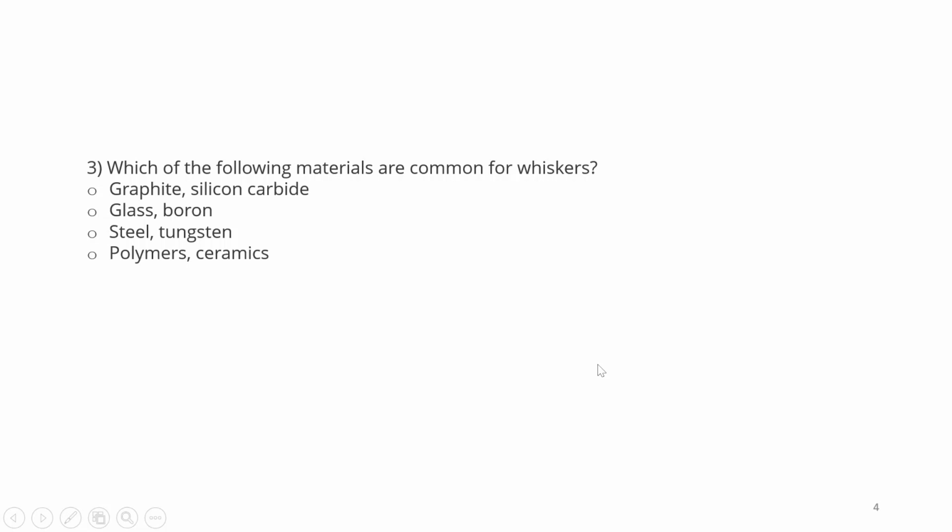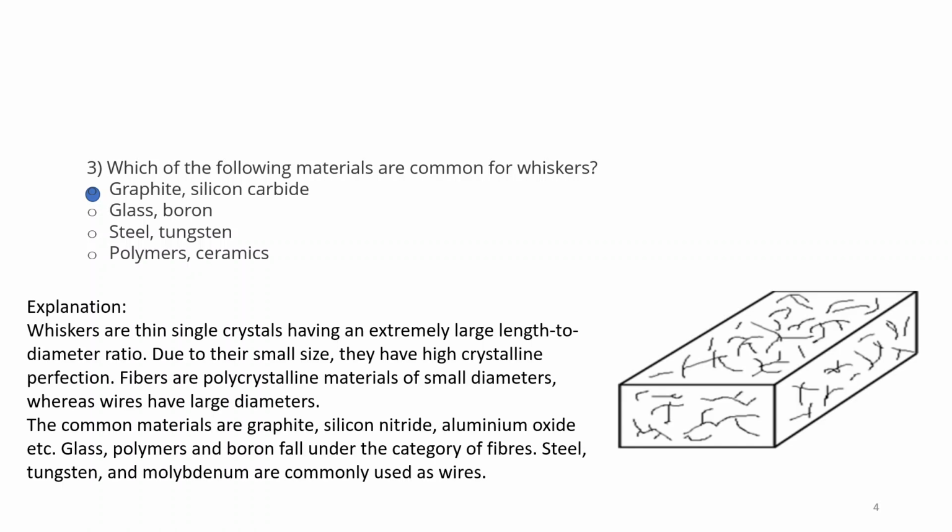Next is, which of the following materials are common for whiskers? Your options are graphite, silicon carbide, glass and boron, steel and tungsten, polymers and ceramics. So the correct answer here will be graphite and silicon carbide. Polymers and ceramics are used for making fibers, not whiskers. Whiskers are thin, single crystals having an extremely large length to diameter ratio. Due to their small size, they have high crystalline perfection. Fibers are polycrystalline materials of small diameters, whereas wires have large diameters. The common materials are graphite, silicon nitride and aluminum oxide, etc.